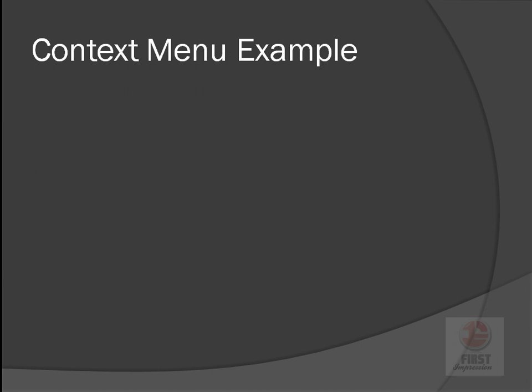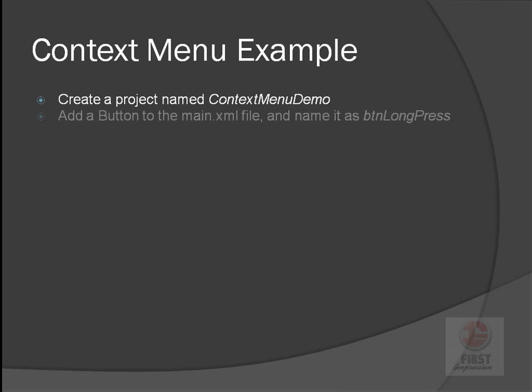Let's take an example of a context menu. We'll create a project named ContextMenuDemo, and we'll add a button to the main XML file. The ID of the button will be btnLongPress. Whenever someone long presses on the button, a menu should pop up.